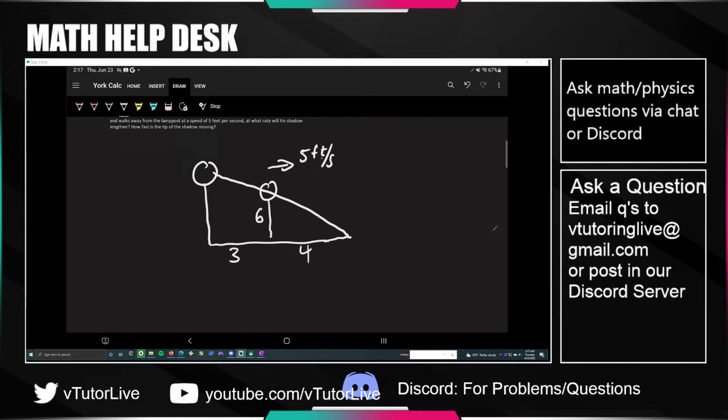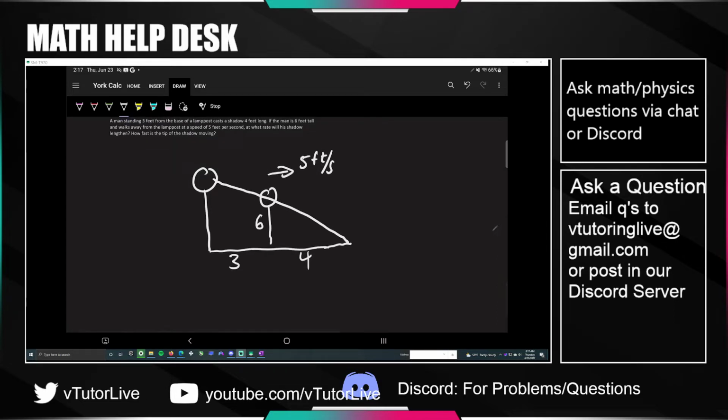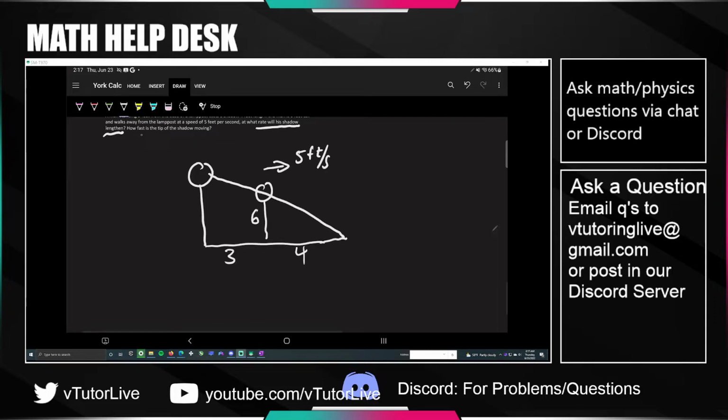Before we get into the weeds of the math here, the first thing we want to do is convince ourselves that the one quantity we're being asked to find, the rate at which his shadow lengthens, is actually a separate concept from how fast the tip of the shadow is moving, right?